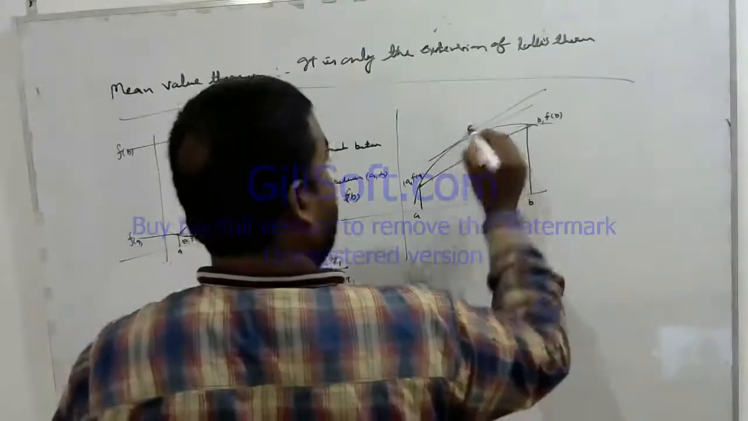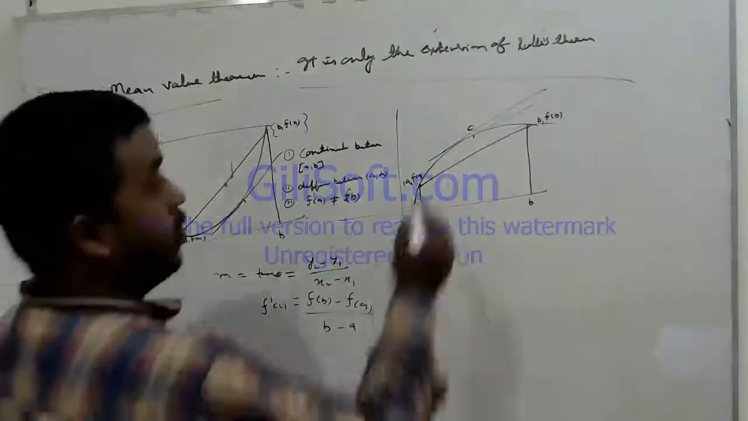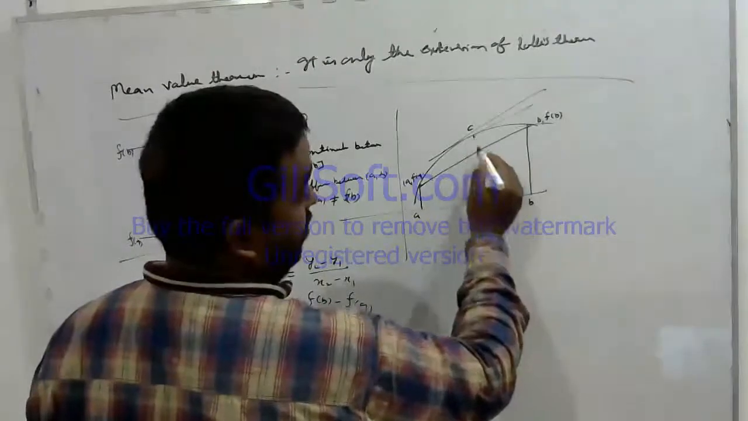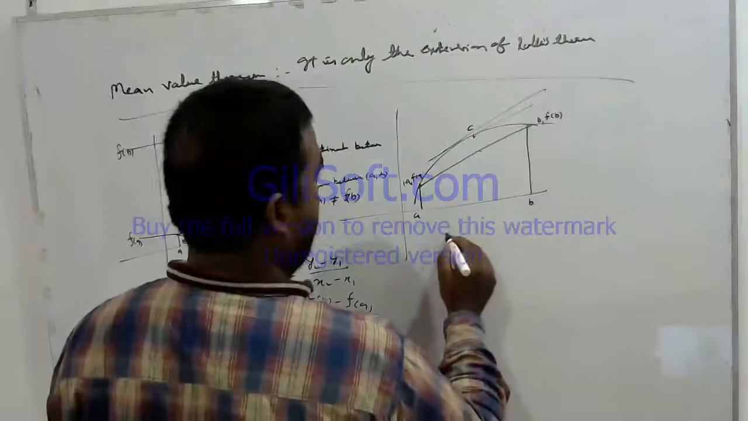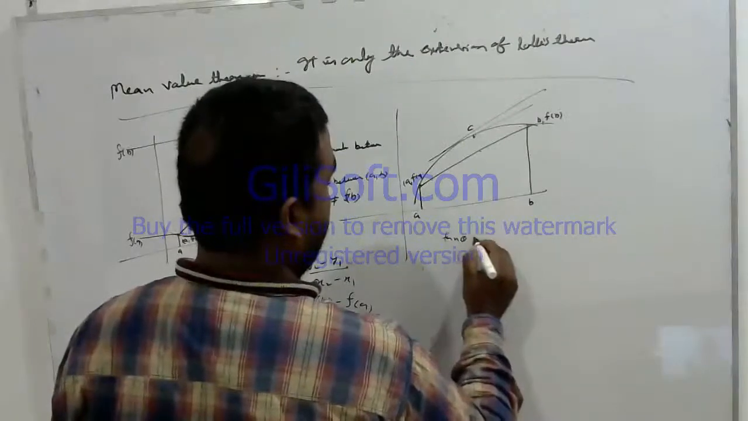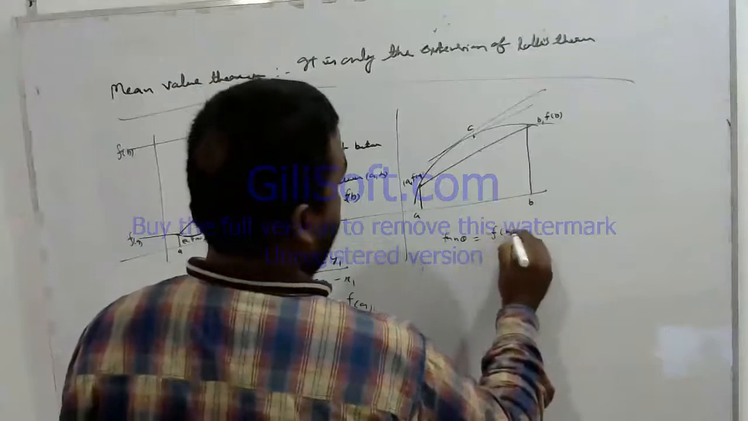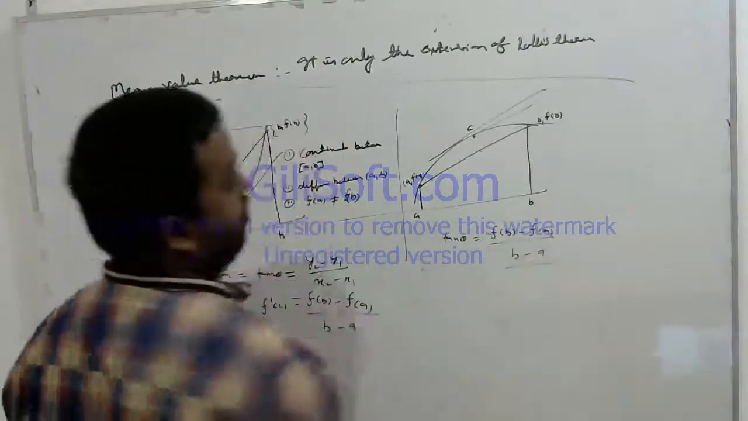The point C, the particular point C where we draw the tangent, this tangent must be parallel to this secant. So what is the value? Tan theta, or slope, that is equal to f(b) minus f(a) by b minus a.